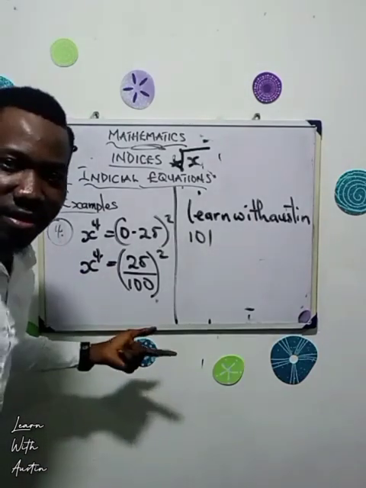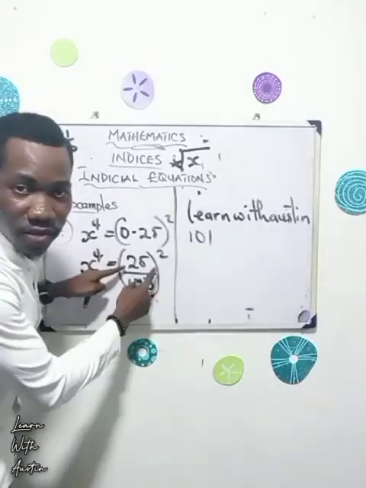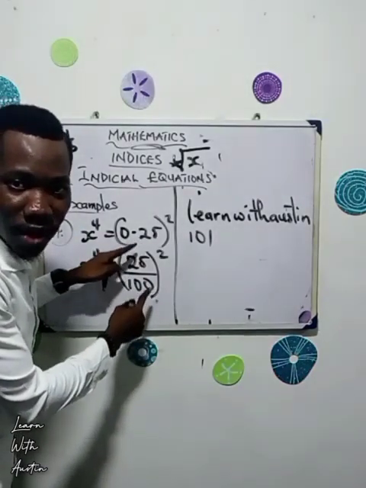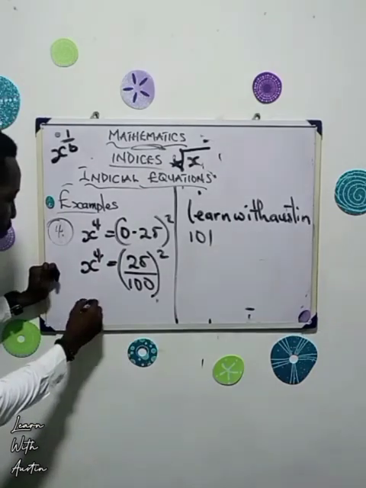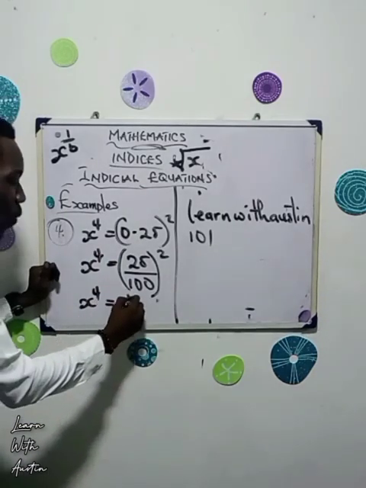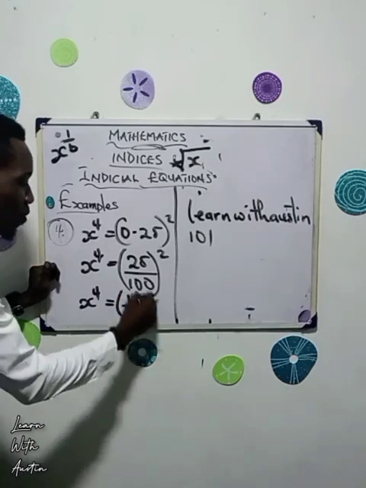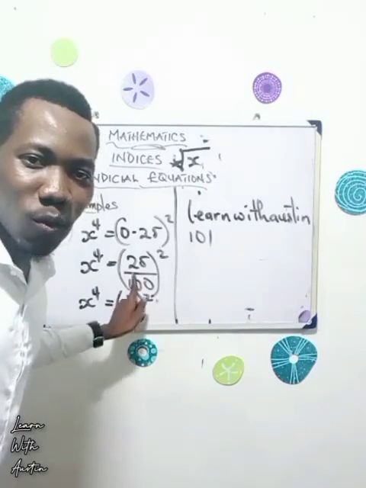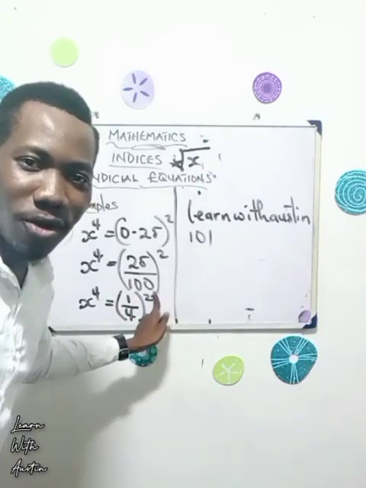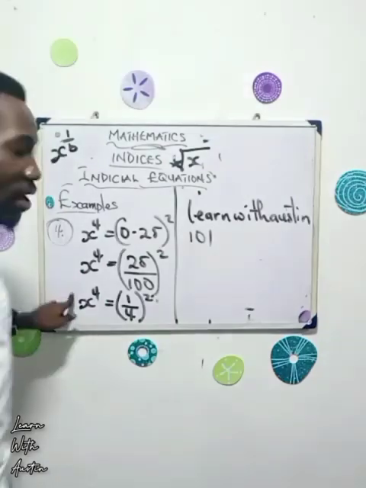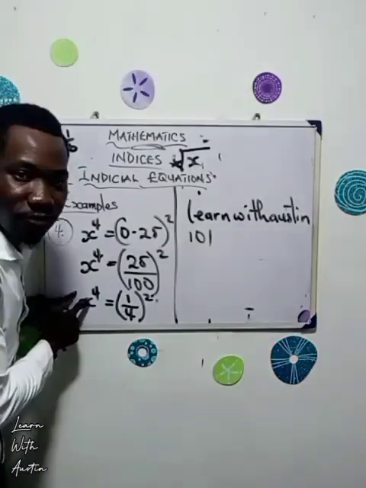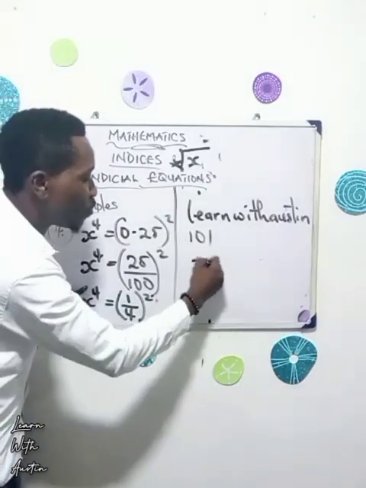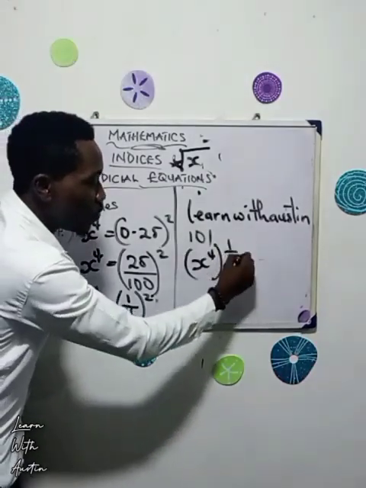Now what is the next thing? If we break what we have here down, divide it, 25 here 1, 25 here 4, it's going to give us 1 over 4, right? So you're going to have x raised to the power of 4 equals 1 over 4 all raised to the power of 2. Now another way we can solve this is to eliminate this 4 by taking the root, saying x raised to the power of 4 raised to the power of 1 over 4.